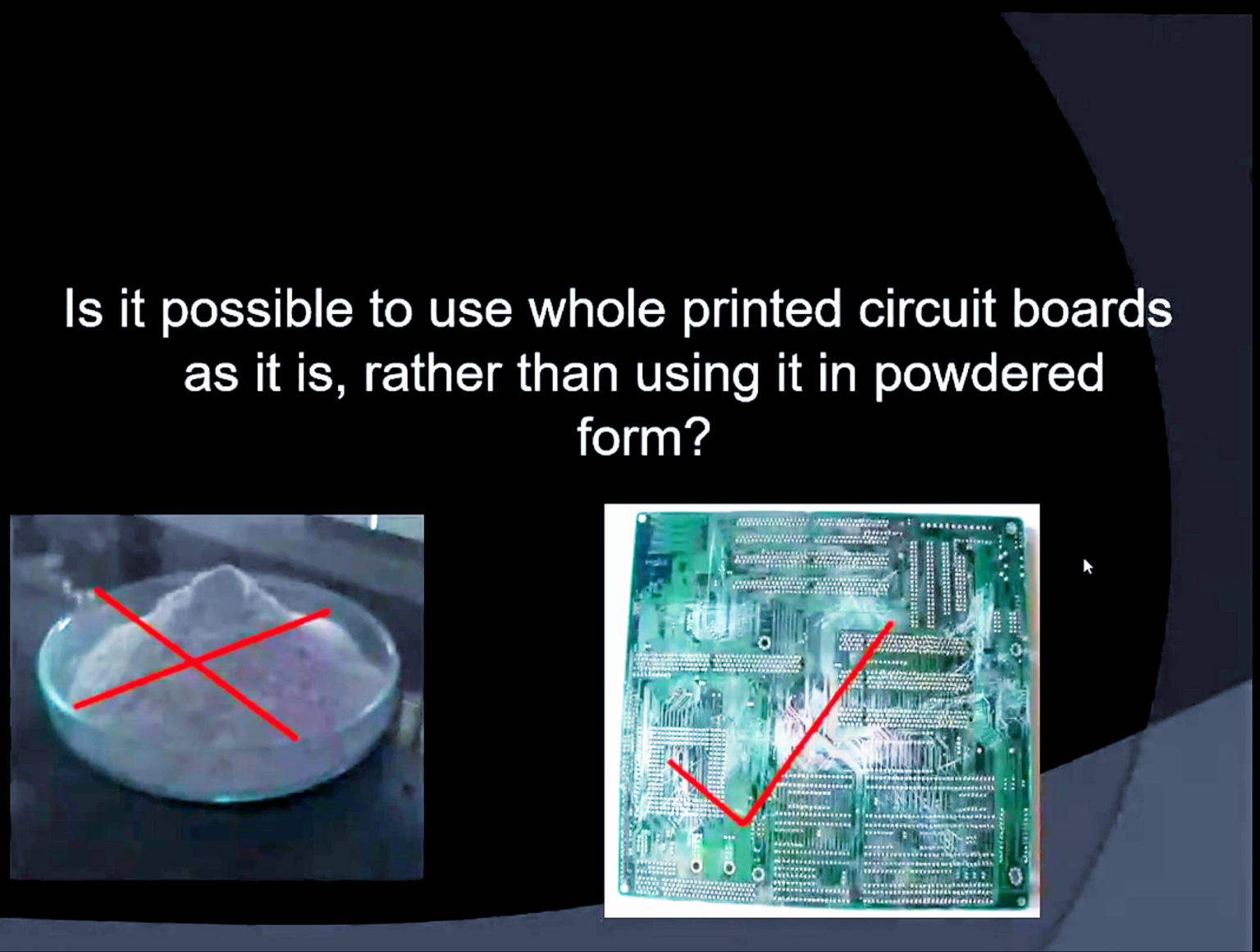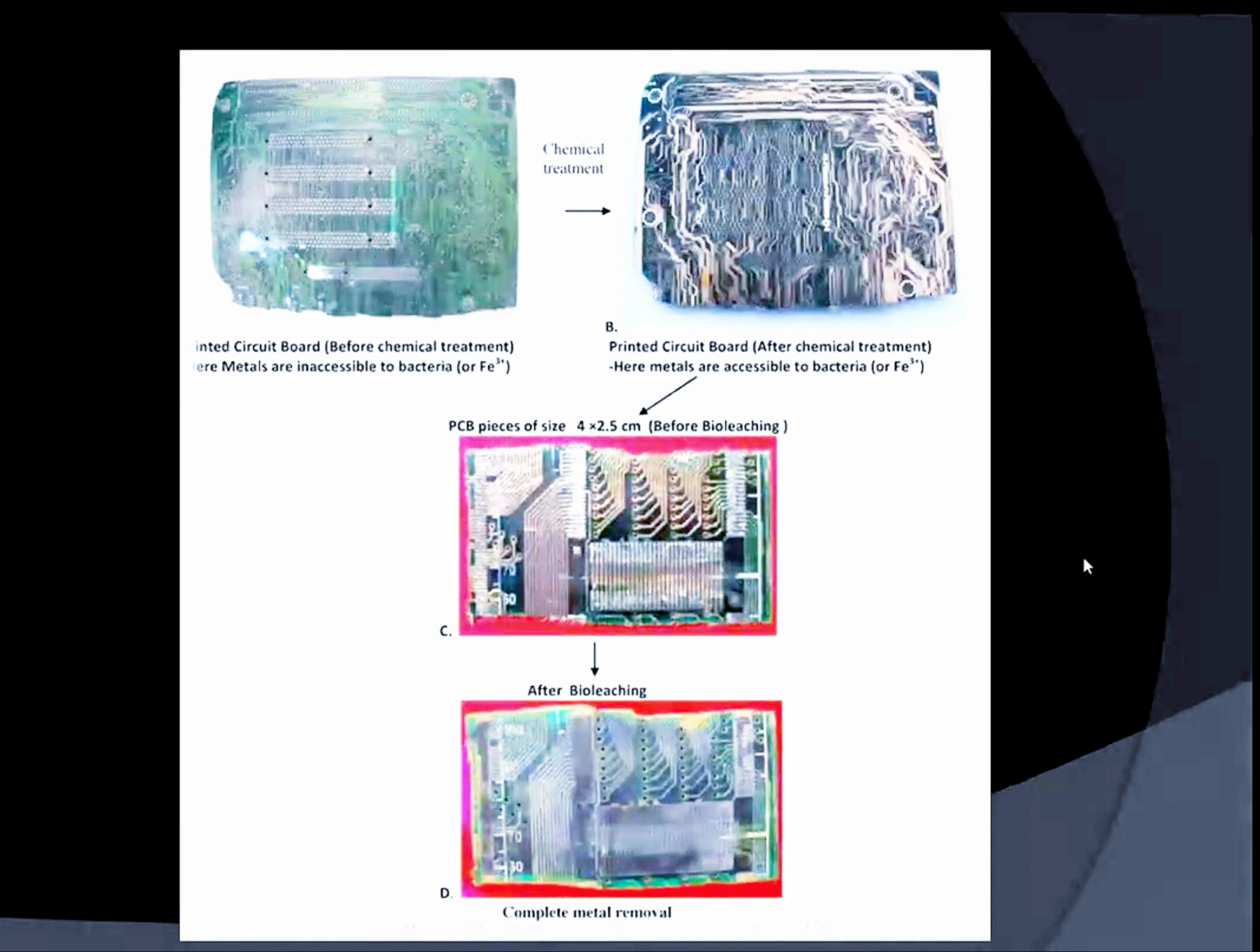Later on, we came to know that rather than using a pulverized form, the non-pulverized form of the PCBs is more useful. And then we stuck to the non-pulverized form of the PCBs. This is the process. This is a circuit board, a large circuit board. The green color layer has been removed. Then it has been broken down into small pieces, 4 by 2.5 centimeters. Then on these pieces, this shining metal has been removed. You can see only the notches, but not the metals.